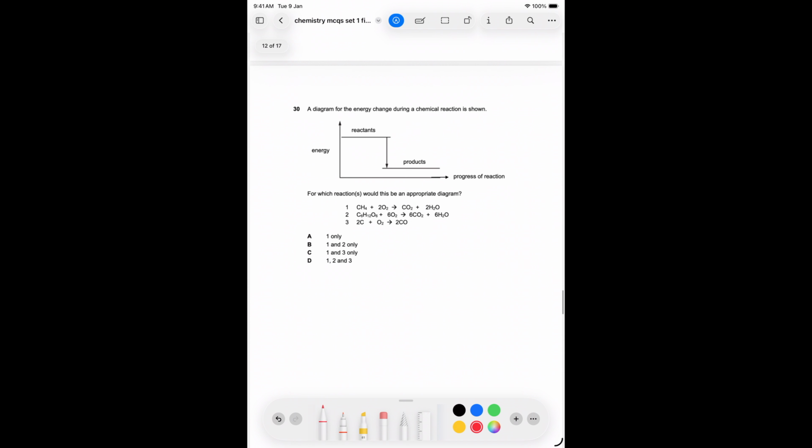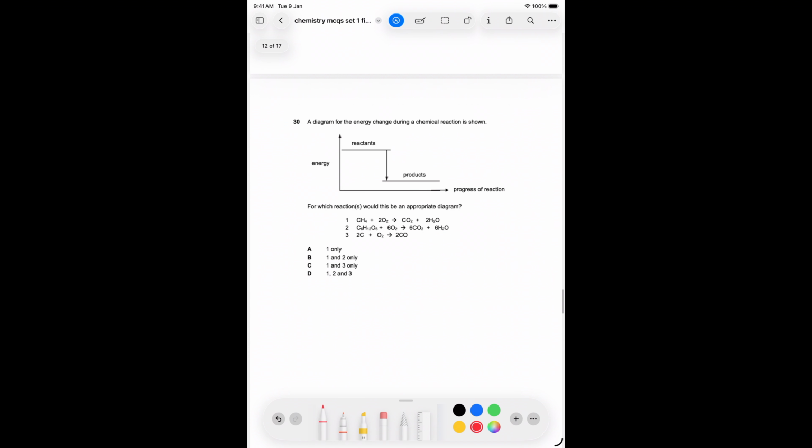Next one, question 30. This is definitely energy change. This is an energy level diagram. The reactants drop to products, so this is actually an exothermic reaction. Which reaction would be appropriate for this? You're looking for an exothermic reaction.